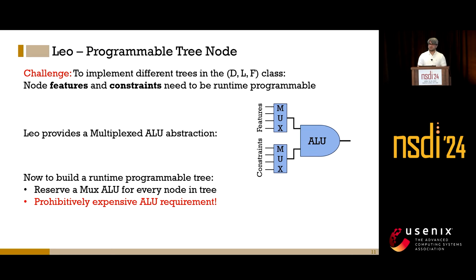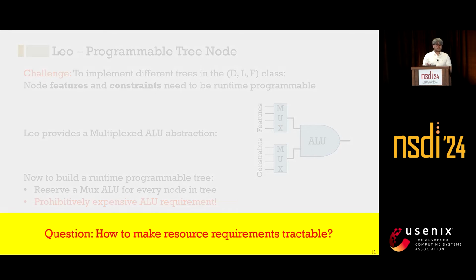But there is a catch. These ALUs are scarce in the programmable switch. And reserving one mux ALU for every decision node in the tree results in a prohibitively large resource requirement. Which leads us to the question, how do we make these ALU requirements more tractable?